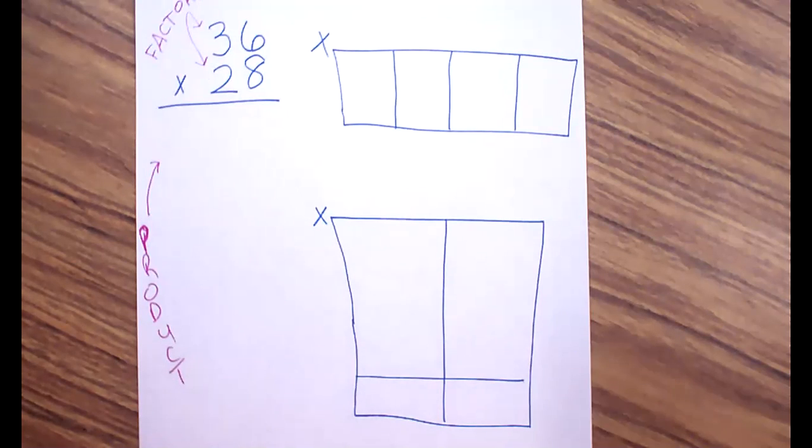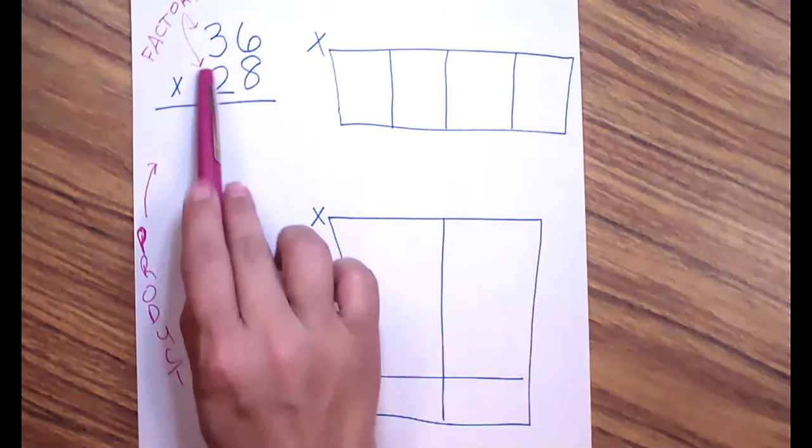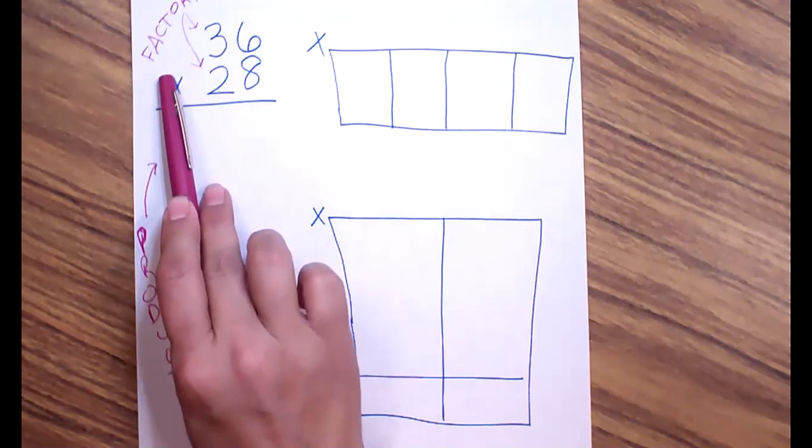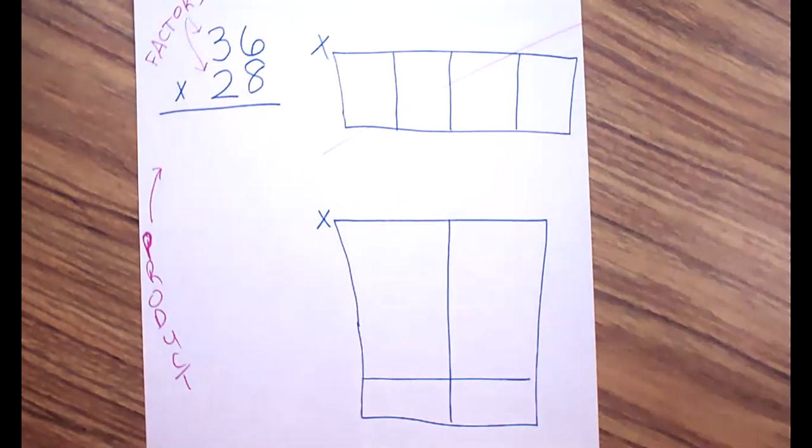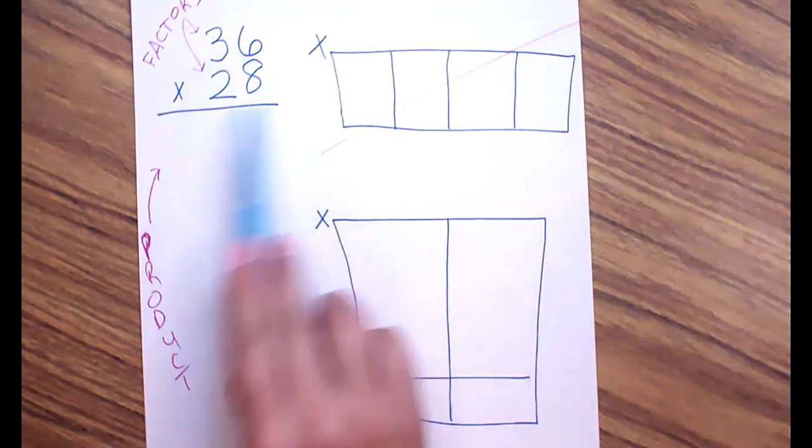Yes, I would definitely use the second one. I would not use the first one because I don't have hundreds or thousands in this one. So I'm just going to slash that out. I'm not going to use that one. I'm going to focus on the one that has ones and tens.